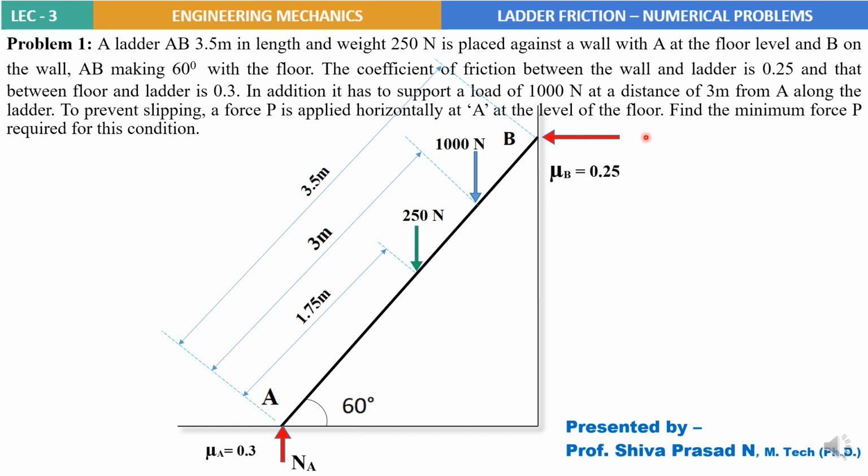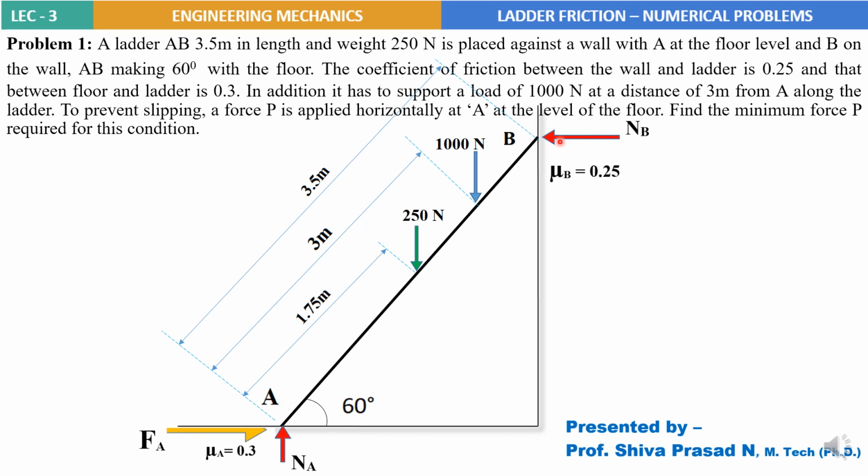Next at B, we have NB, again perpendicular to the contact surface, so I'll represent it by NB. At A, the ladder may slip towards the left, that is, if it should slide on the floor, it will move towards the left. So my frictional force will be in the opposite direction to the impending motion. So I will just assume the direction of the frictional force at A, that is FA, to be rightwards.